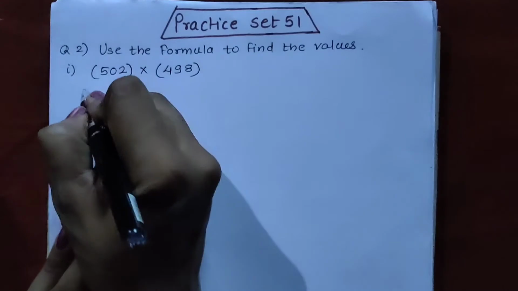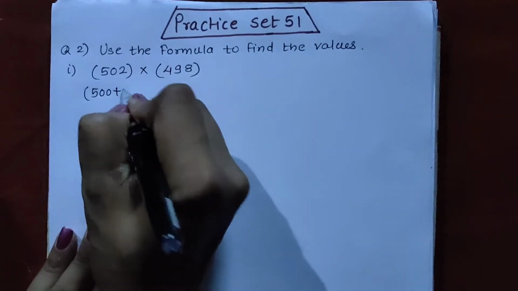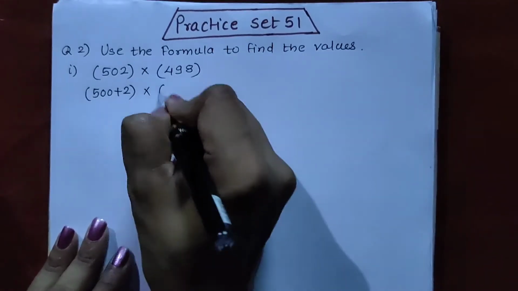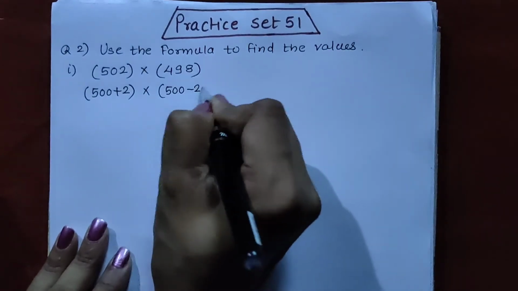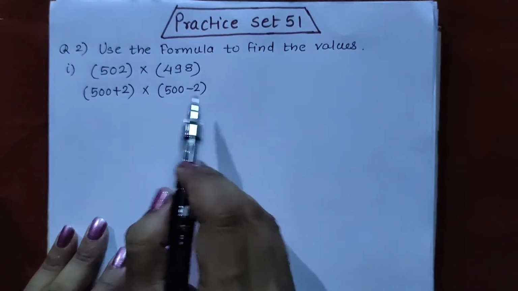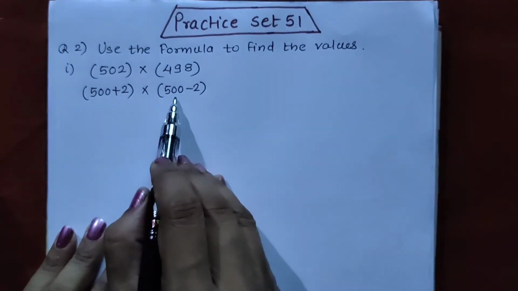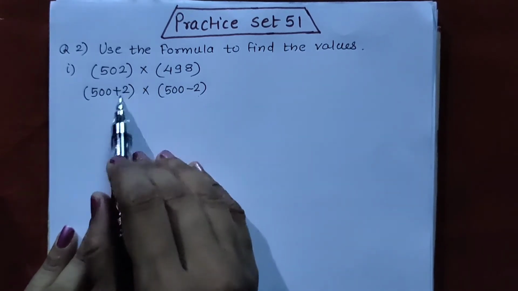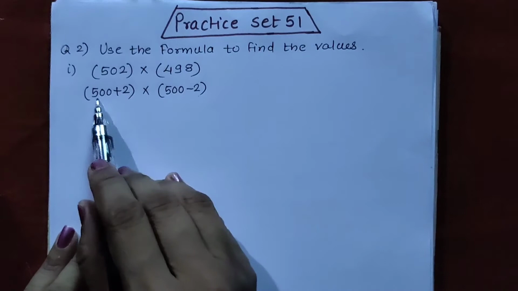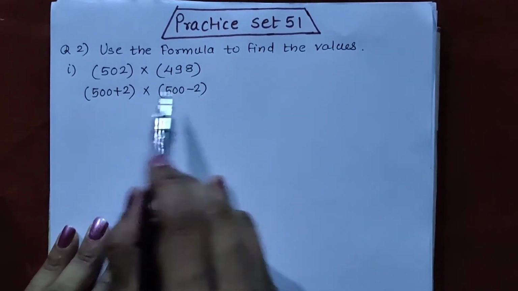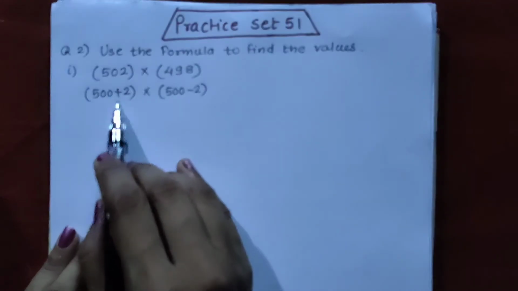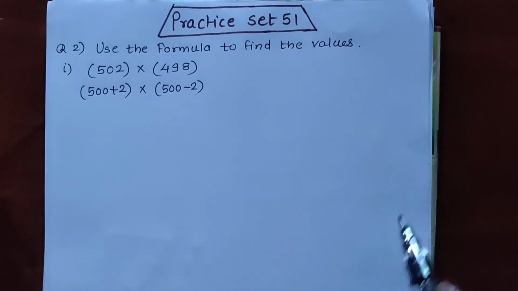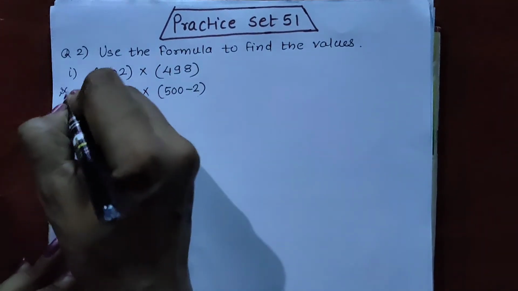So 502 can be written as 500 plus 2. Multiplied by 498, which can be written as 500 minus 2. So now you can see there are two brackets. In both these brackets, the first term is the same, the second term is also the same, only the difference is of sign. So you should convert the numbers in such a way that the first term and second term are the same, only the sign differs, so that we can apply our formula to solve the sum.